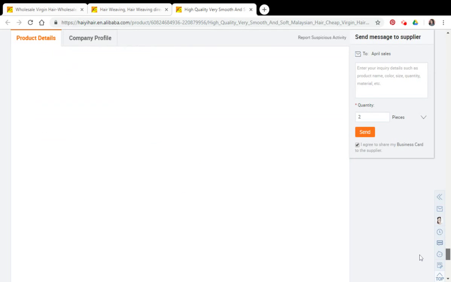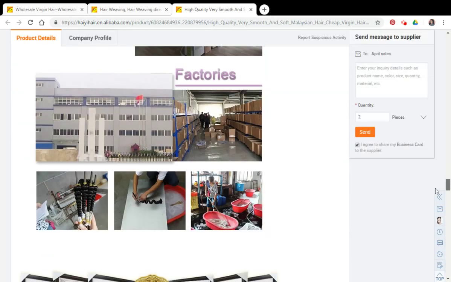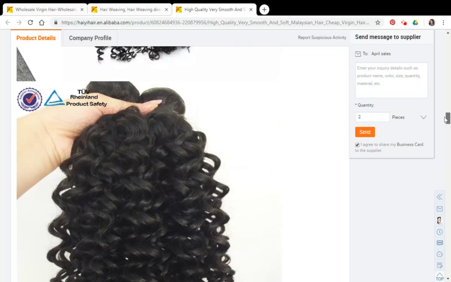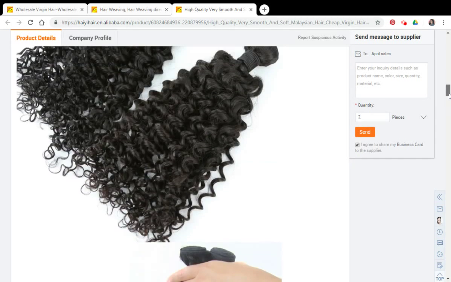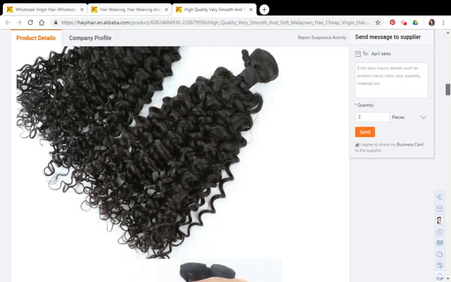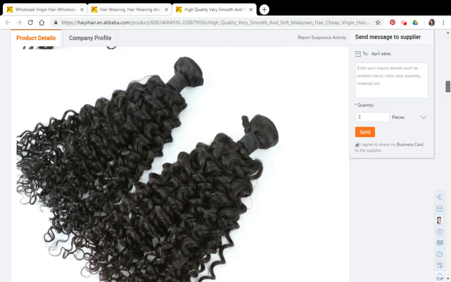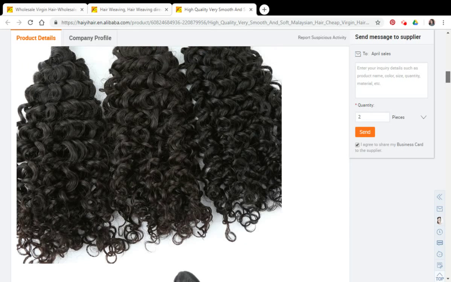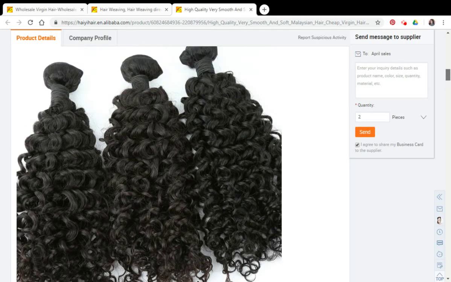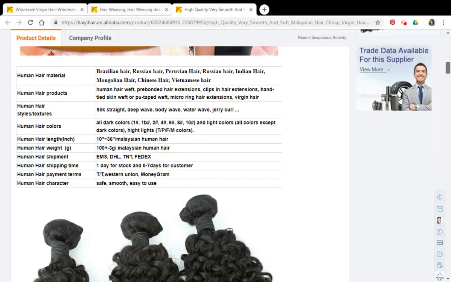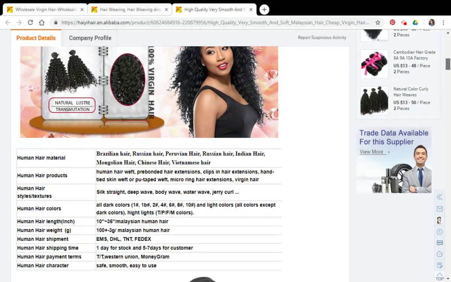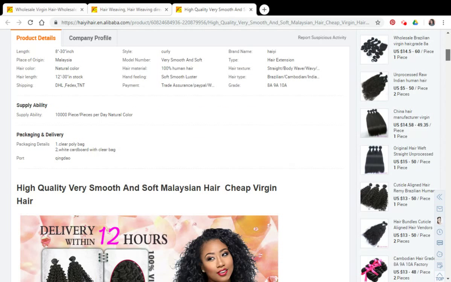So again, let's scroll up. And I want to look at the photos of the hair. This is like a curly texture. Again, this has been processed in this texture because Asian hair does not come in this perfect S formation. That's fine. If you want to sell curly hair, all the hair has to be processed that way. So that's okay.